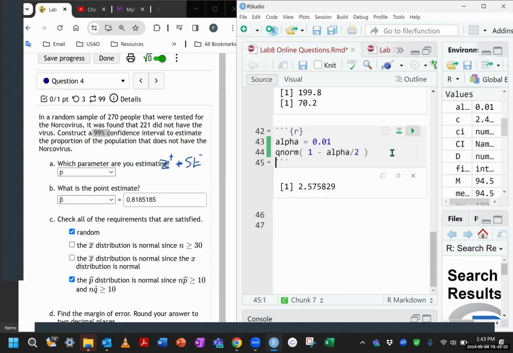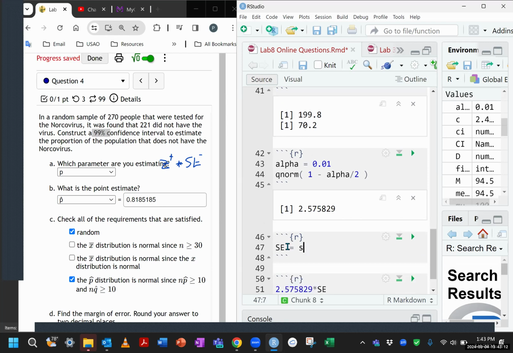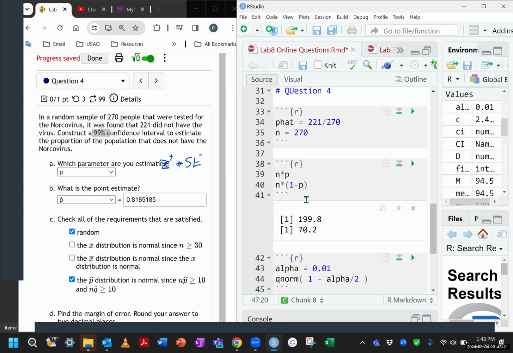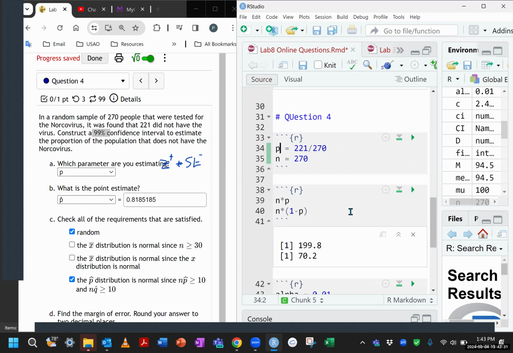So that's my z value. So I'm going to multiply that times my SE, which I don't have yet. The SE you can copy from before. That's my SE. And as long as I enter p and n correctly up here, they're good. Well, notice I didn't use p here. So I should actually say p like that. Yeah, there we go.